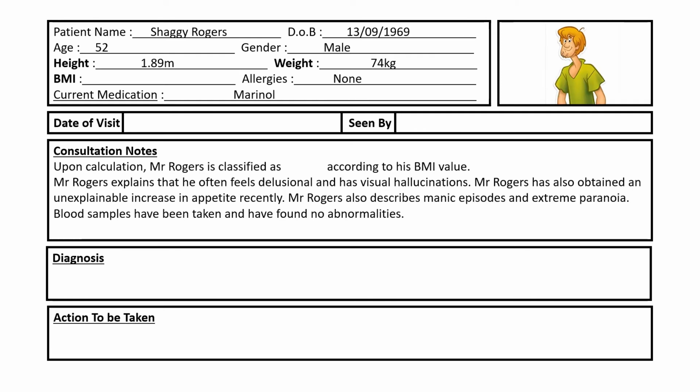This is an example of a patient form. We'll complete this one together. So as you can see, this patient, Mr. Rogers, is a 52-year-old male that is 189 centimeters tall and weighs 74 kilograms. His BMI has not yet been calculated, so that's what we'll do first.